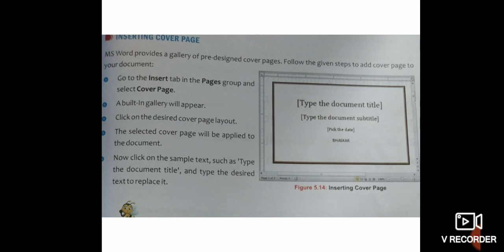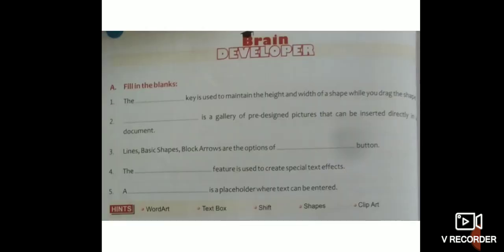So where will you find the cover page? Just click on the Insert tab, in which group? Pages group, and select Cover Page. Whenever you want to apply pre-designed cover pages, you just have to go to the Insert tab in the Pages group and select Cover Page, and you will get so many built-in cover pages in that. Only what you have to do is type the document title and subtitle. That's it. Now the Brain Developer, the chapter is over.